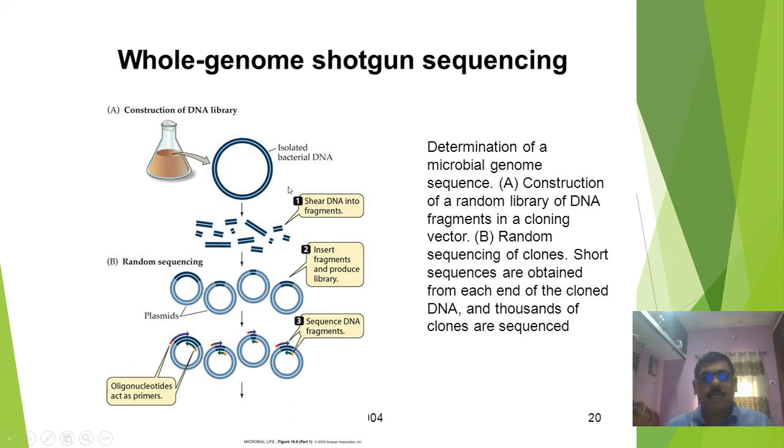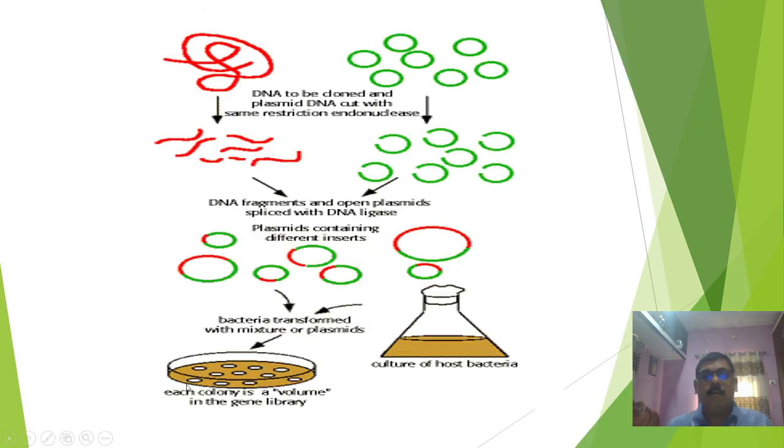The bacterial DNA is isolated, and then the DNA is cut into small fragments. Again, the plasmid DNA is isolated. This plasmid is also cut with the same enzyme, and then these DNA molecules are ligated with the enzyme DNA ligase, and after that these molecules are introduced into the host cell, like the bacterial cell.